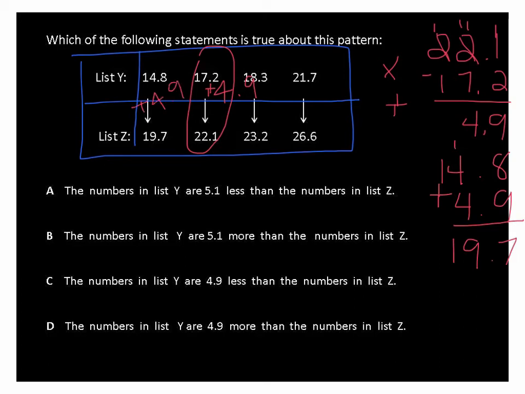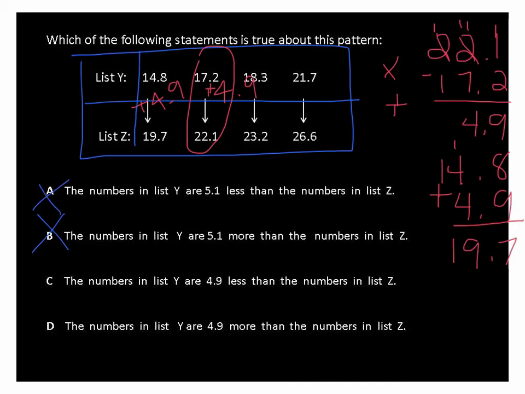So now let's look for the statement that matches that. Now right off the bat, as I look at A, the numbers in list Y are 5 and 1/10 less than the numbers in list Z. I know that it's not going to be one of my answer choices with 5 and 1/10. It's going to be one of my two answer choices with 4 and 9/10. So without even doing any more work, I'm going to eliminate A and B.